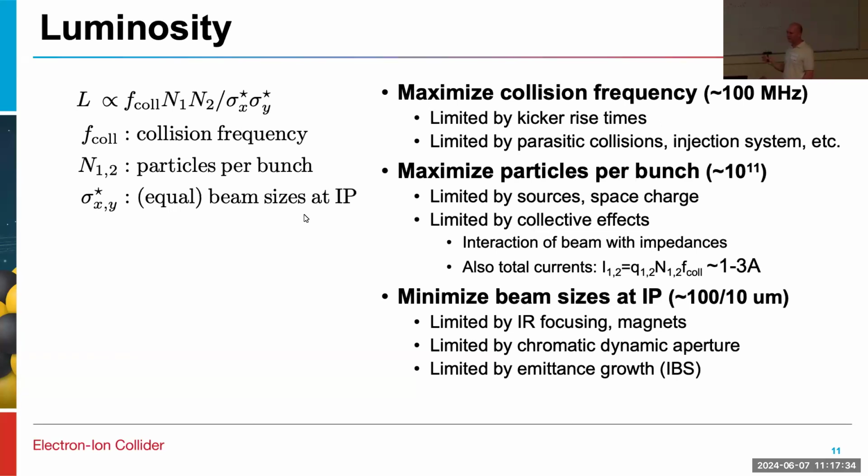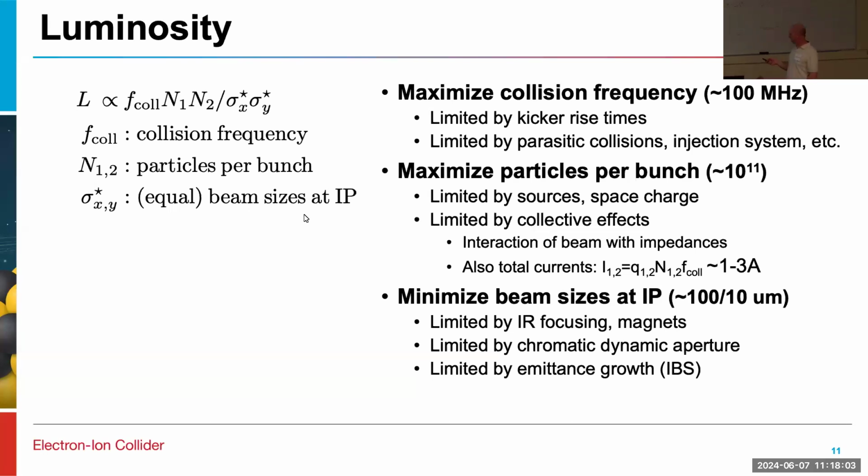So we have a bunch pattern of 100 megahertz. It's 10 nanoseconds between bunches or 3 meters. So it's pretty packed in this machine with bunches. And that is limited by the kicker rise time. So I have to get my bunches into the machine and I want to get them in there one by one without disturbing the others. So I need a fast magnet that only kicks one bunch in there at a time.